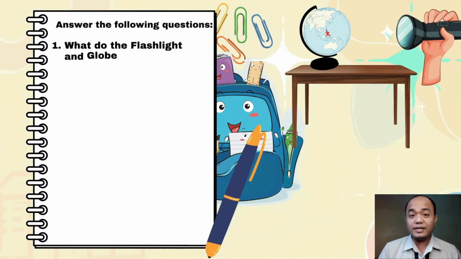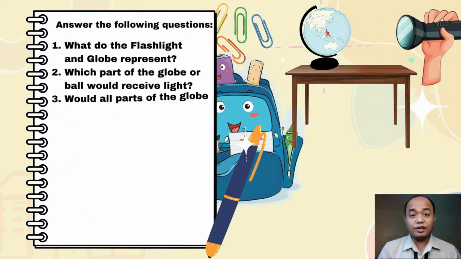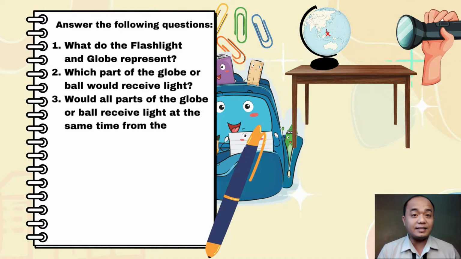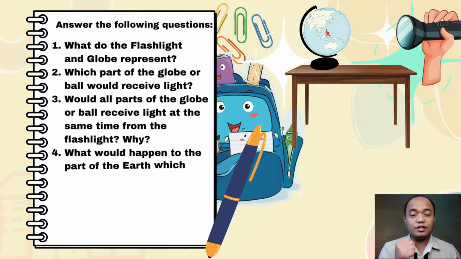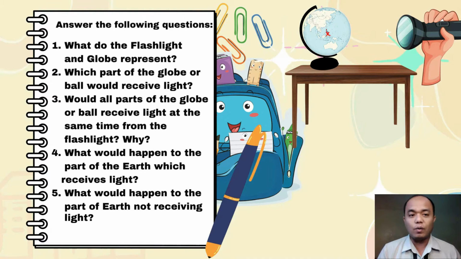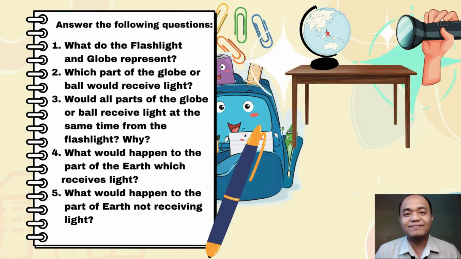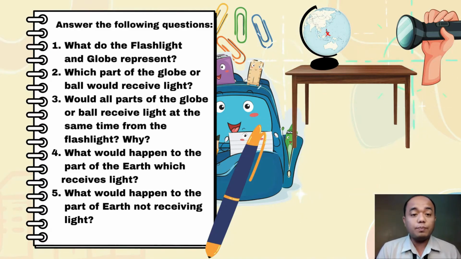Now, are you finished doing the activity? After doing it, please get your science activity notebook and answer the following questions. Number 1. What do the flashlight and globe represent? Answer only. You write the answer only on your notebook. Number 2. Which part of the globe or the ball would receive light?